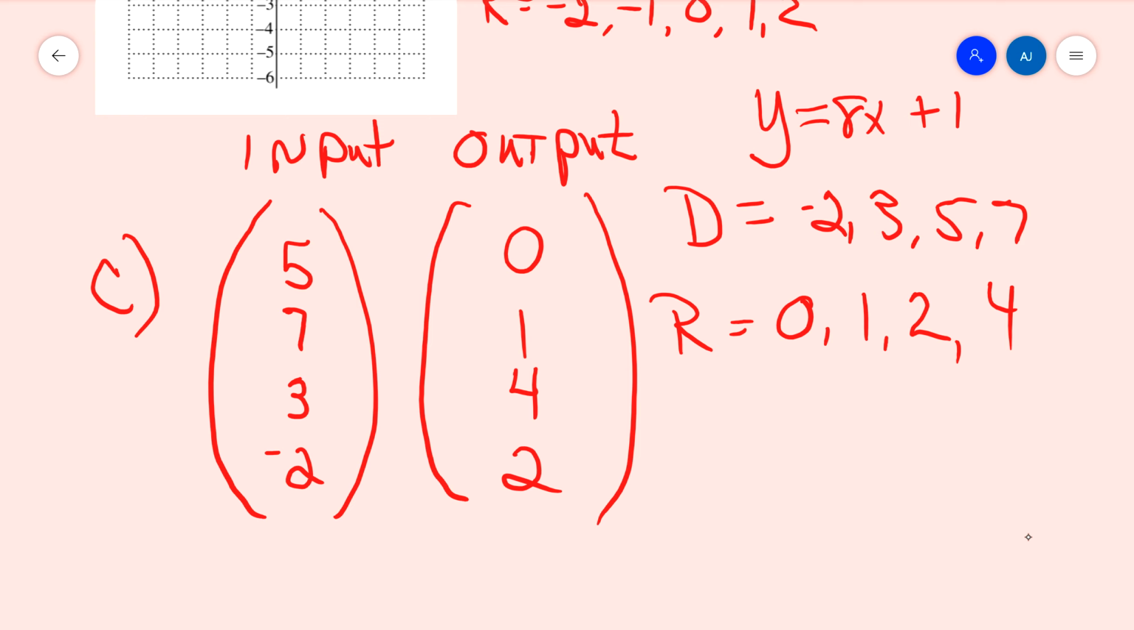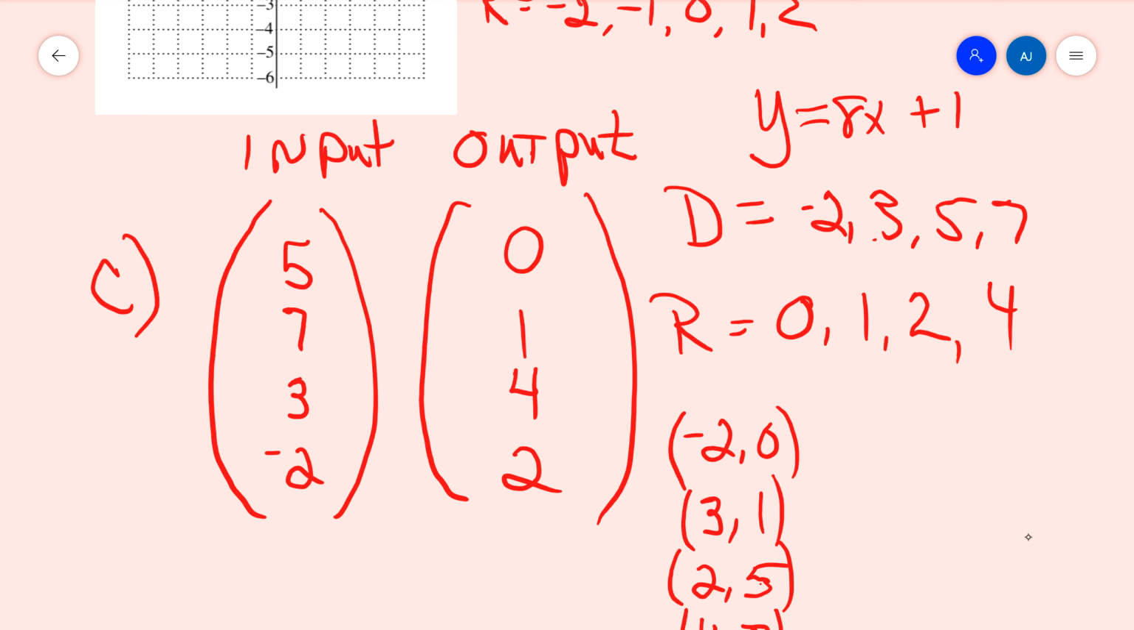So this is saying for the domain, when x is -2, y would be 0. When x is 3, y is going to be 1. And they're just our ordered pairs. I could write it this way: -2, 0; 3, 1; 5, 2; and 7, 4. Then you can see it a little bit easier that the numbers are paired up, going from smallest to largest.